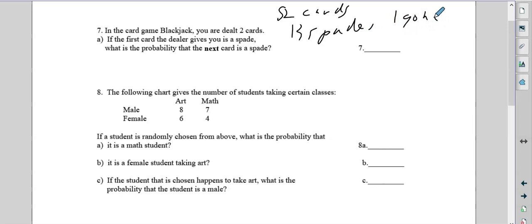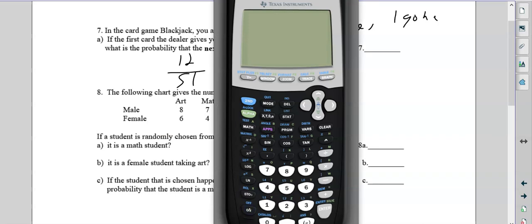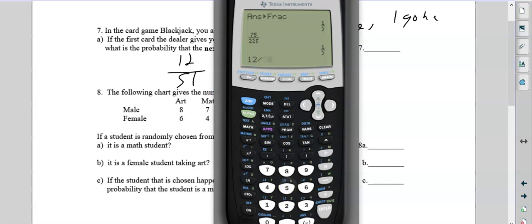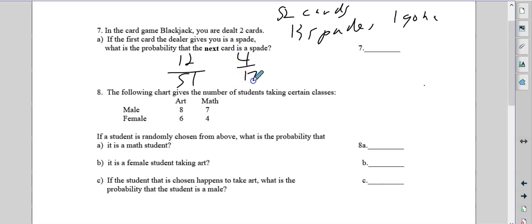It's asking what's the chance the next card is going to be a spade? Well, if 1's gone, that means there's only 12 spades left. And 1 card is gone, there's 51 cards left. So that's 12 over 51. Again, simple little trick here. Just a reminder, 12 divided by 51. Get a decimal. Math, whoops, not that. Math, fraction, and it's 4 over 17. That's our answer. All right.